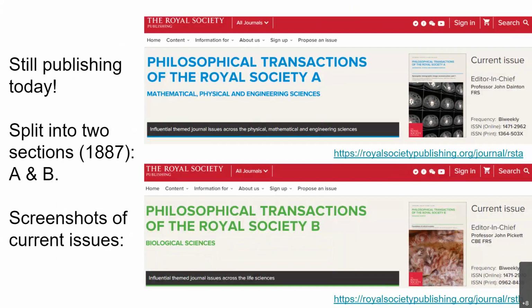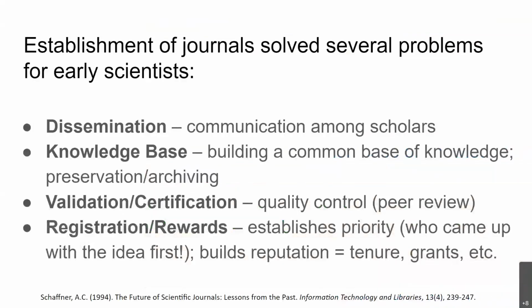Philosophical Transactions is still publishing today, so it's the oldest journal and also the longest running, and it's split into two sections. So you see the two current issues, a physical and a life sciences issue. This society also has some other journals as well. So really the establishment of journals by societies, not just the Royal Society, it was often by early scholarly societies, helped all of these early scientists with several different problems they had.